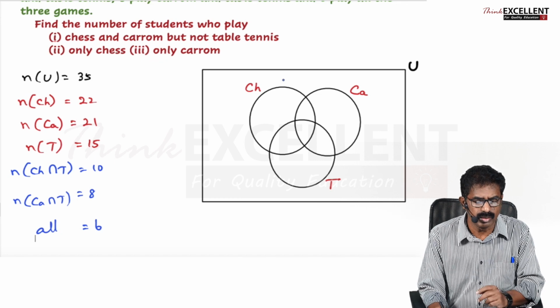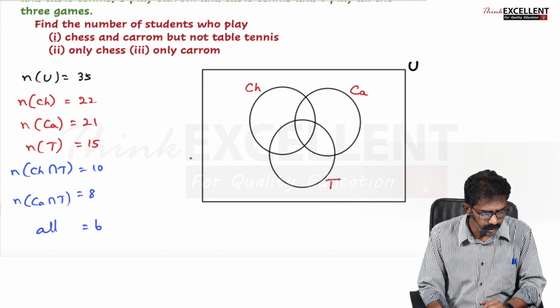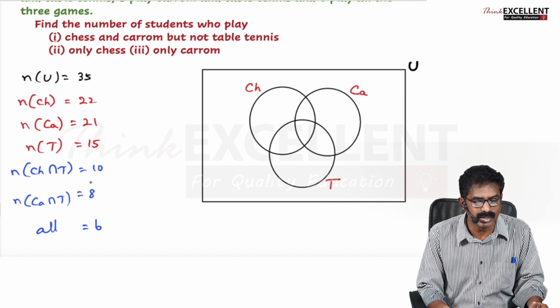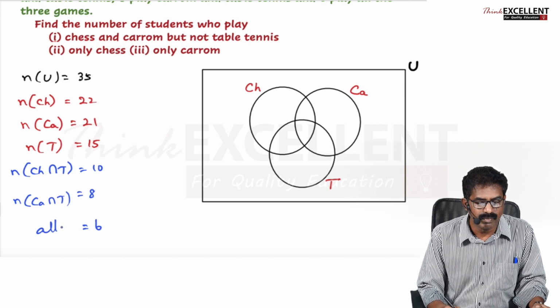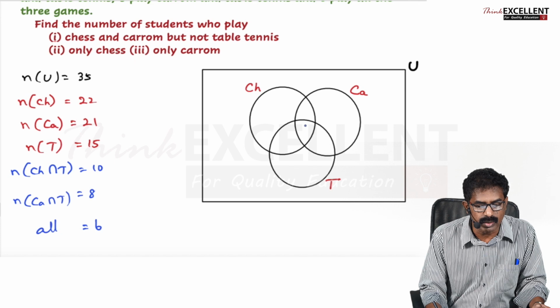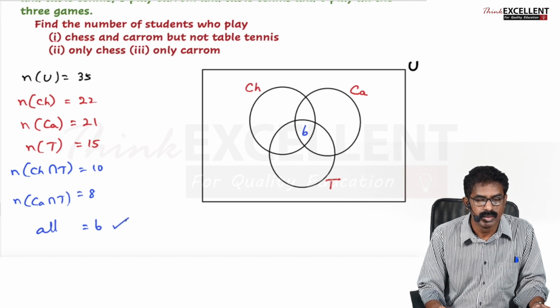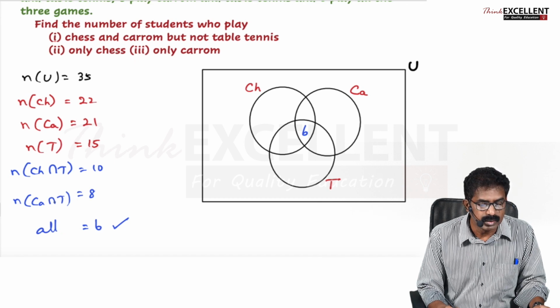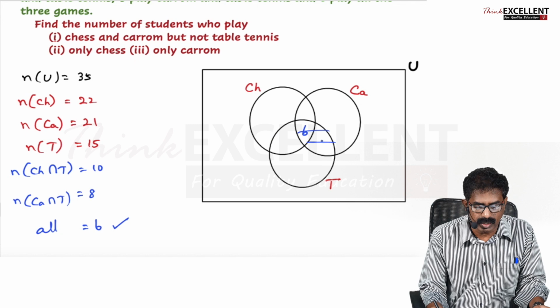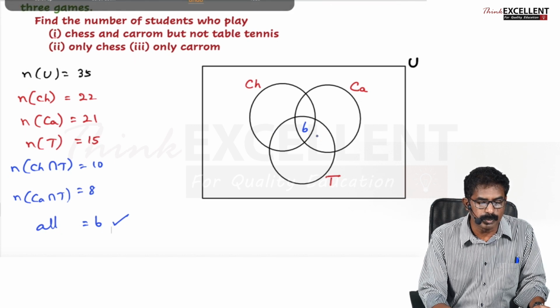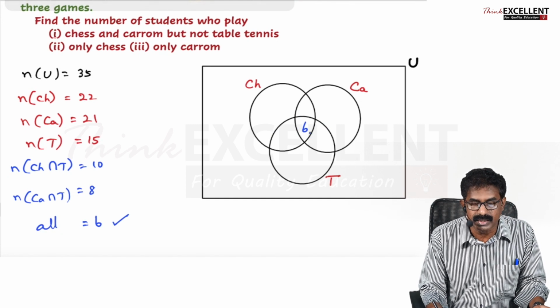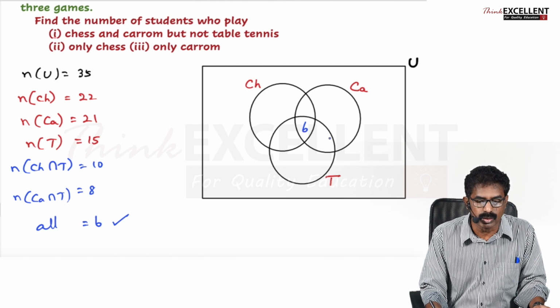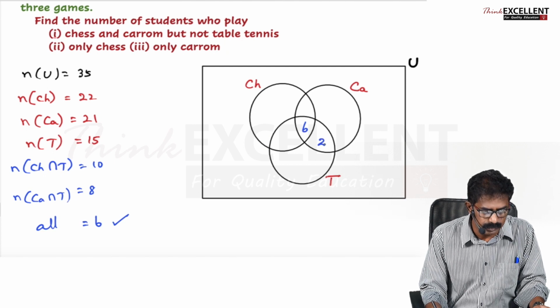Okay, let us try to fill the table. Now please listen, something is missing here, so be very careful doing this. First you fill, for all it is 6, right? So here you write 6. Next one, carom and table tennis means this portion. Totally you are supposed to get 8, already you written 6, so write the balance. You will be writing 2 here.